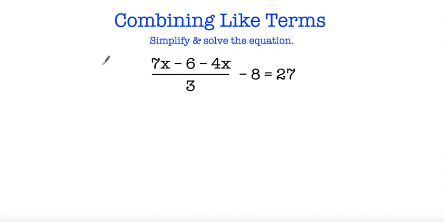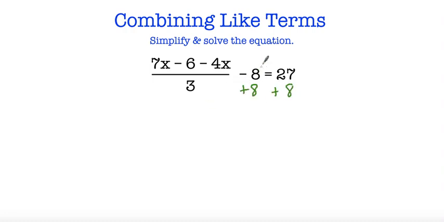All right, so here we have another equation, and we have 7x minus 6 minus 4x divided by 3 minus 8 is equal to 27. So we have a lot going on, and what I'm going to do to make it a little bit easier is since we have this equation here, and then we just have minus 8, we could actually get rid of this minus 8 first so that we don't have to worry about it. So we could add 8 on both sides.